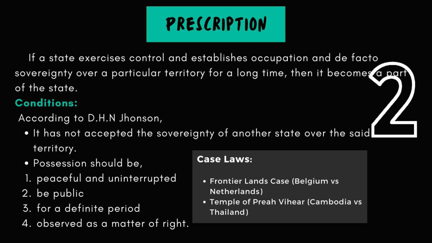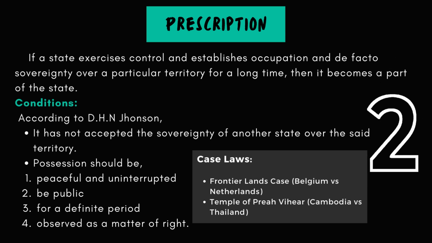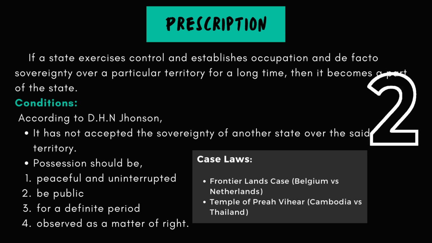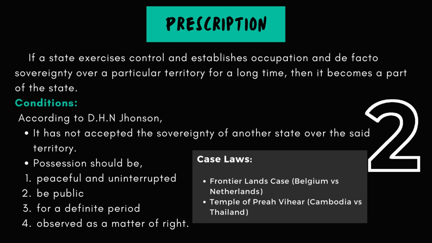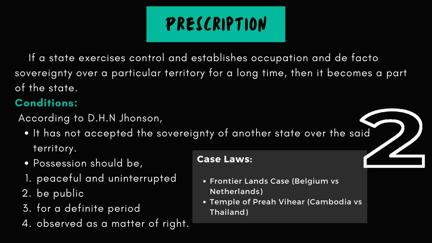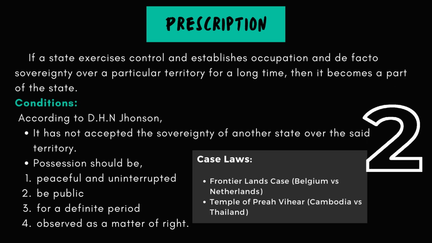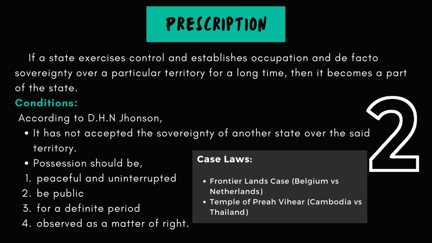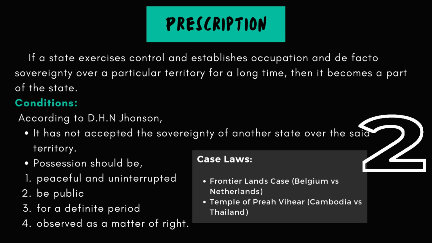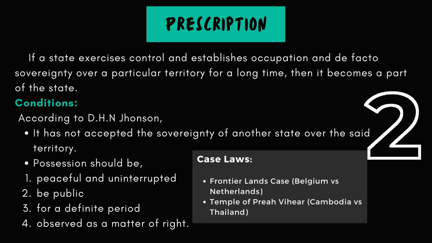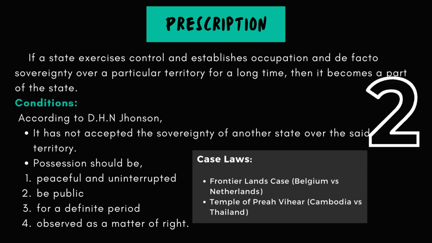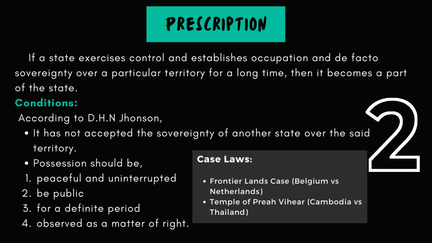Next is prescription. It means if a state exercises control and establishes occupation and de facto sovereignty over a particular territory for a long time, then it becomes a part of the state. According to D.H.N. Johnson, the conditions for prescription are that the territory has not accepted the sovereignty of another state over the said territory. Its possession should be peaceful and uninterrupted, be public, for a definite period, and observed as a matter of right. The case laws for prescription are Frontier Lands Case, Belgium vs. Netherlands, and Temple of Preah-Vihear, Cambodia vs. Thailand.